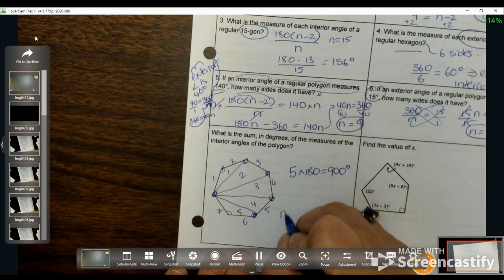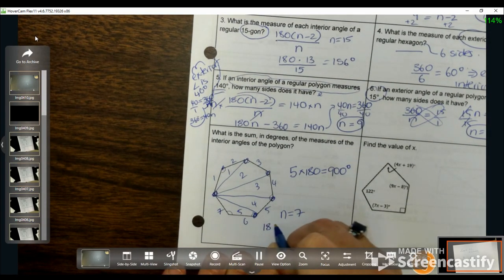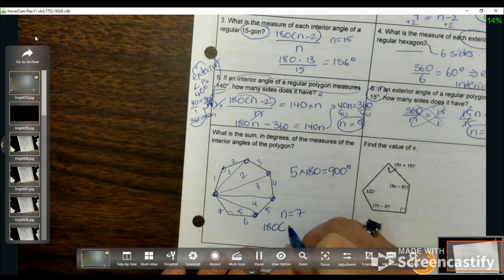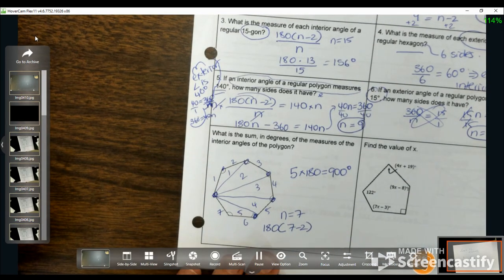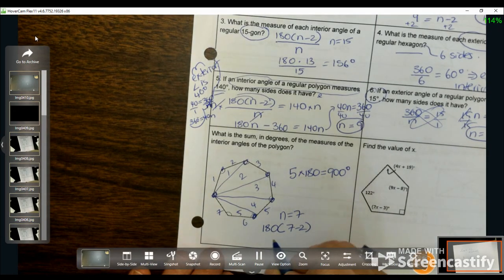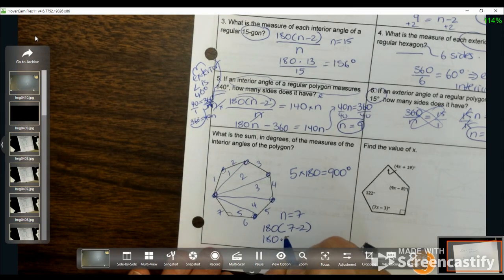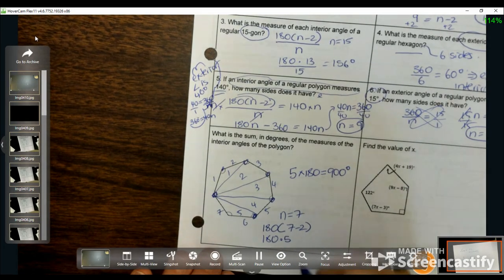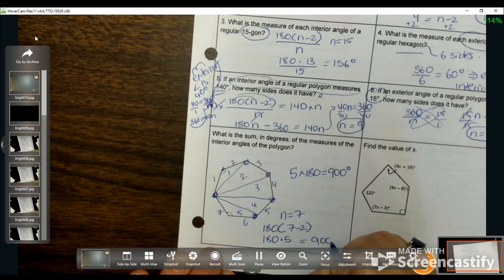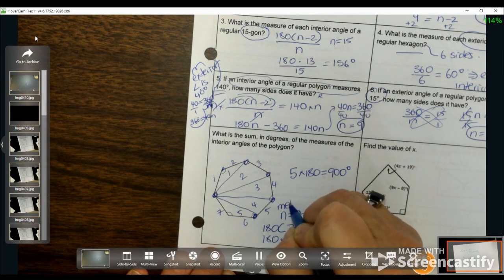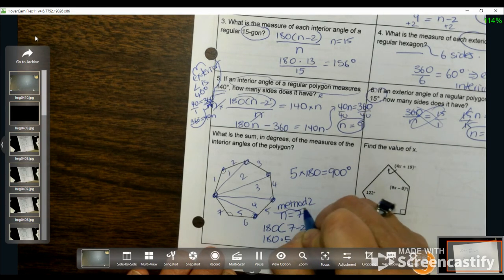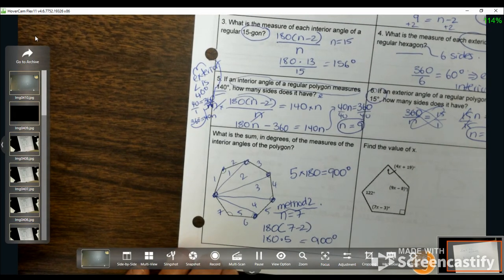So now I know n is equal to 7. 180 times 7 minus 2, 180 times 5, and I end up with the same answer, 900. This is method 2.